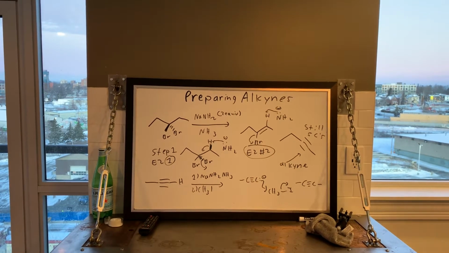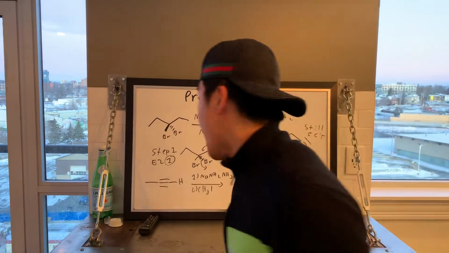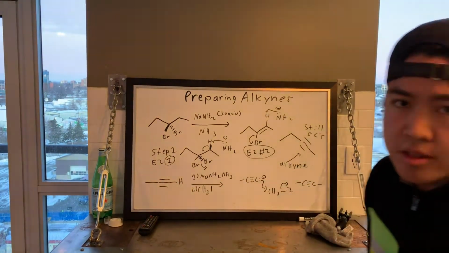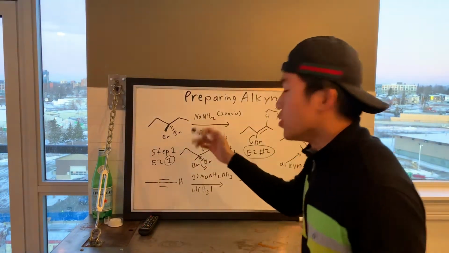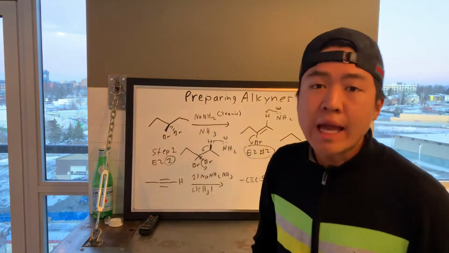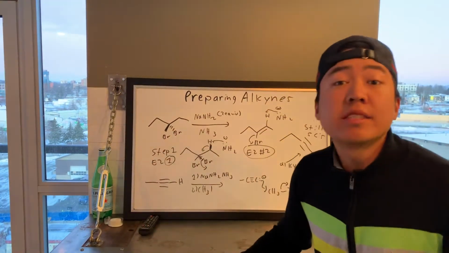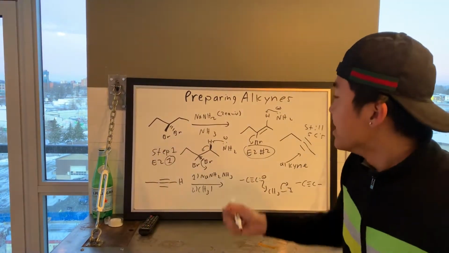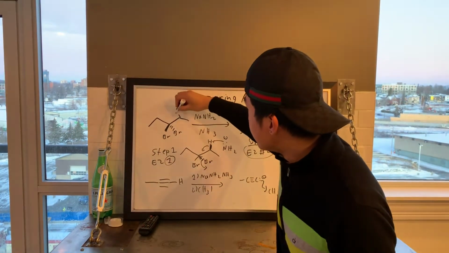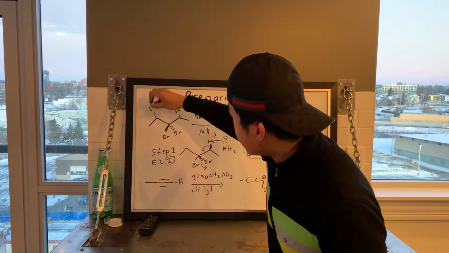Alright guys, so in this video today we're going to be talking about preparing alkynes. So we learned in the past that if you have a strong base that's not bulky and a good nucleophile, like NH2-, it can do an E2 reaction to a halogen that's secondary. Essentially what happened is that these are the leaving groups, and you have beta hydrogens both here and both here.